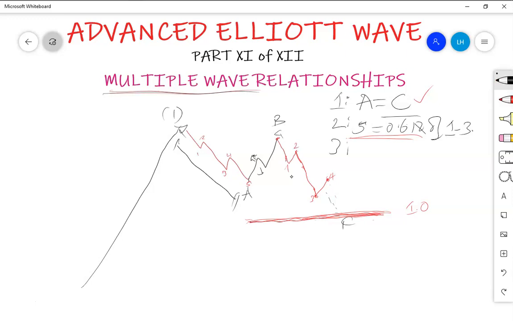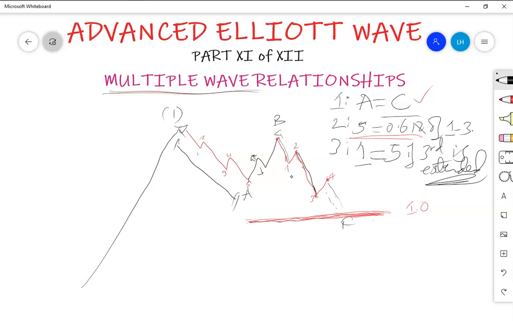That's the third form of relationship, the idea of equality, whereby usually in an impulse like this, when the third wave is extended, usually the first wave and the fifth wave play equality. So another form of relationship that we will look at here is the first wave playing equality with the fifth wave if the third wave is extended. So that will be another form of relationship that you can play.